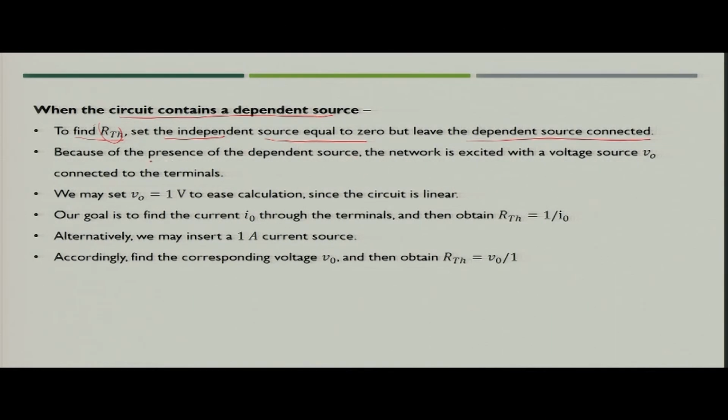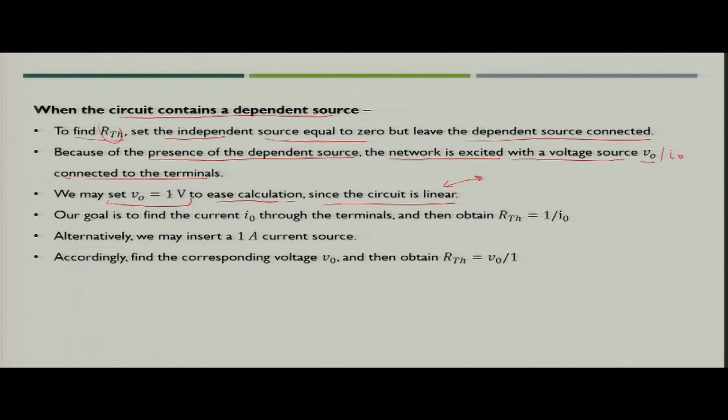Now, since the network has dependent sources, we have to excite the network from outside with the help of either voltage V naught or maybe the current source I naught, which would be connected to the terminals. Generally, we set V naught equal to 1 because it will be easier for our calculation, and since the circuit is linear, that means that we follow the homogeneity concept.